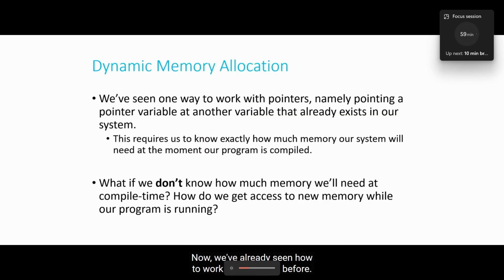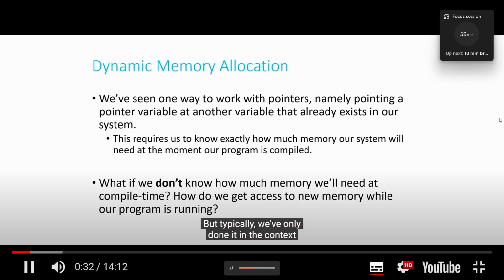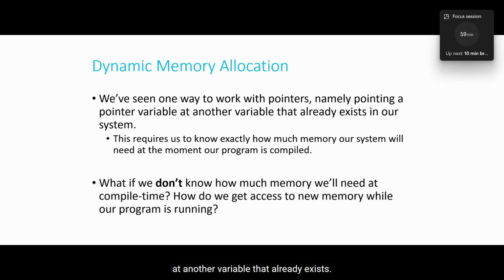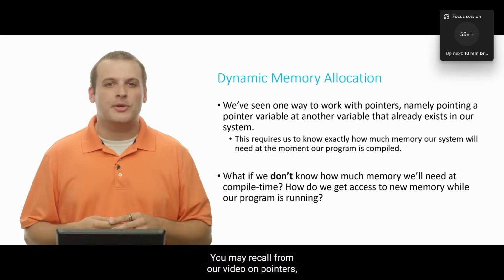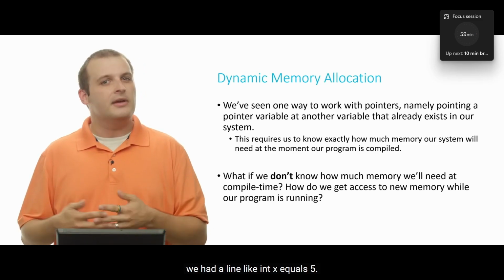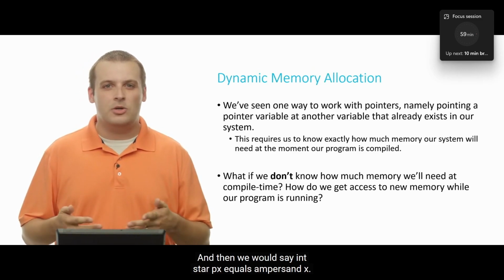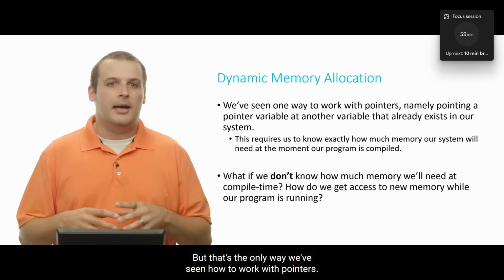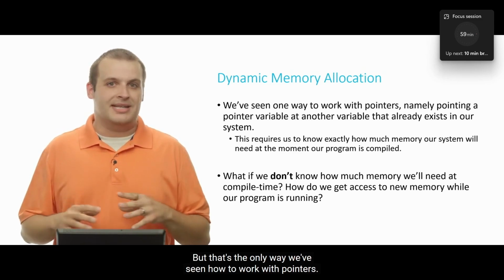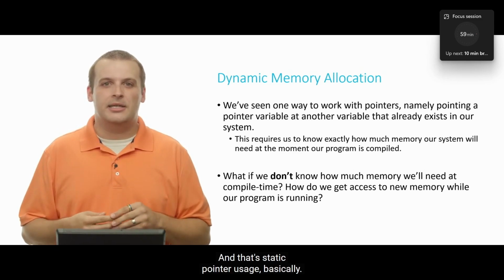Now, we've already seen how to work with pointers before, but typically we've only done it in the context of pointing a pointer variable that we declare statically at another variable that already exists. You may recall from our video on pointers, we had a line like int x = 5, and then we would say int *px = &x. But that's the only way we've seen how to work with pointers, and that's static pointer usage, basically.